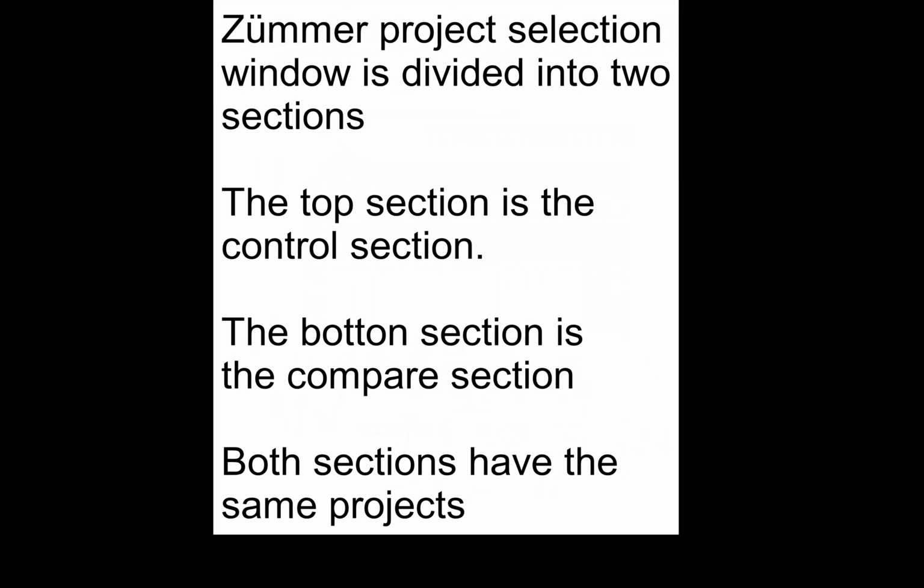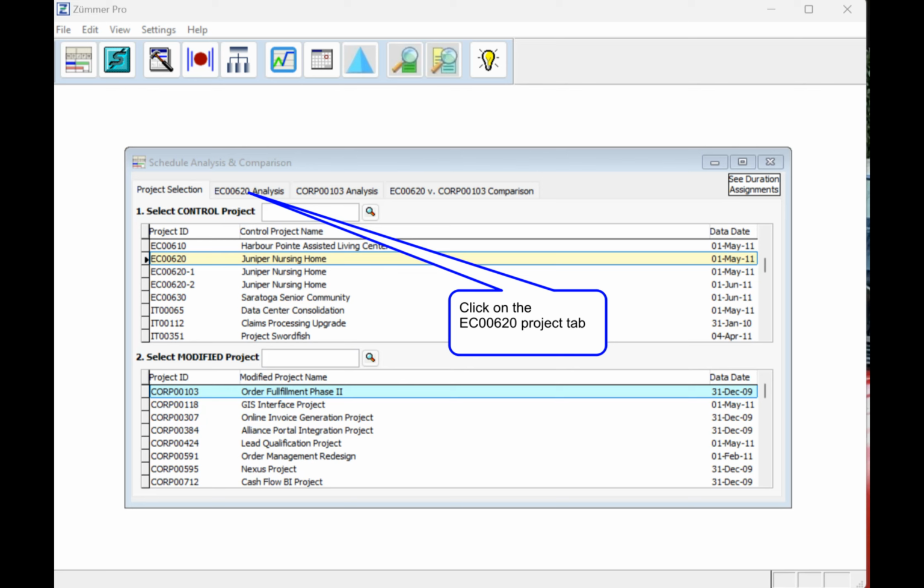The Zummer report section is divided into two pieces. The top section is the control section. The bottom section is the compare section. Both sections have the same projects. We're going to click on the top tab after we highlight the Juniper Nursing Home.